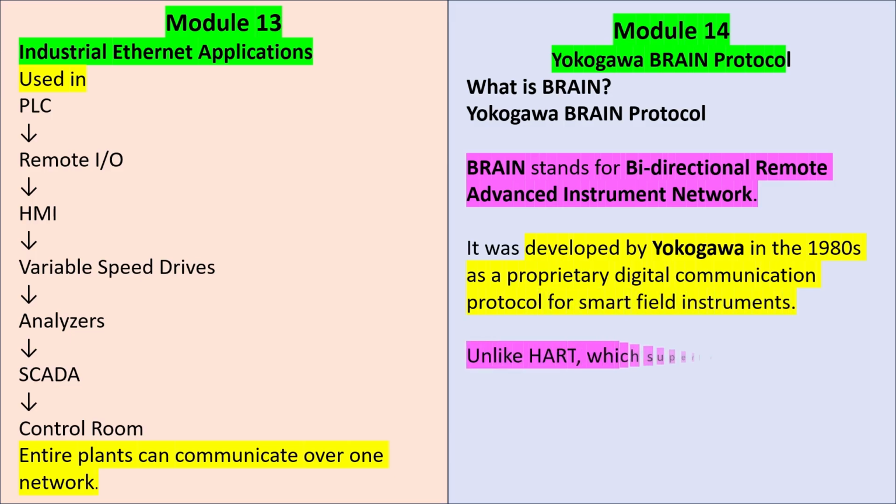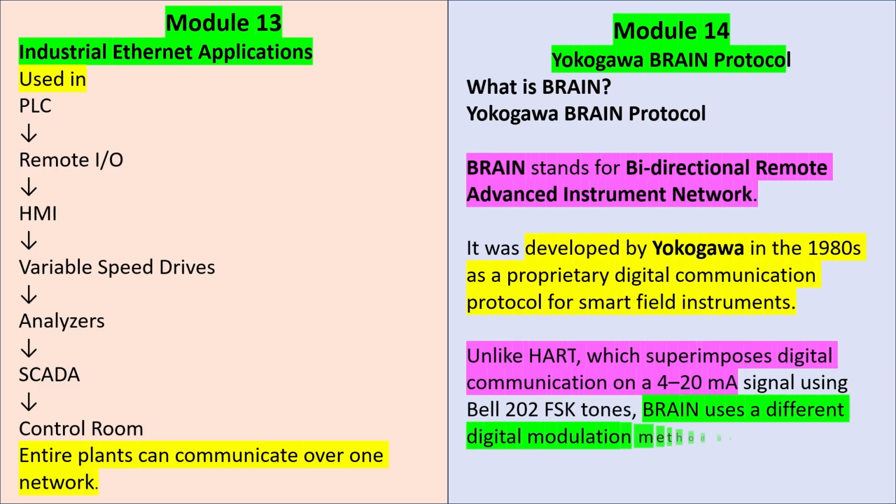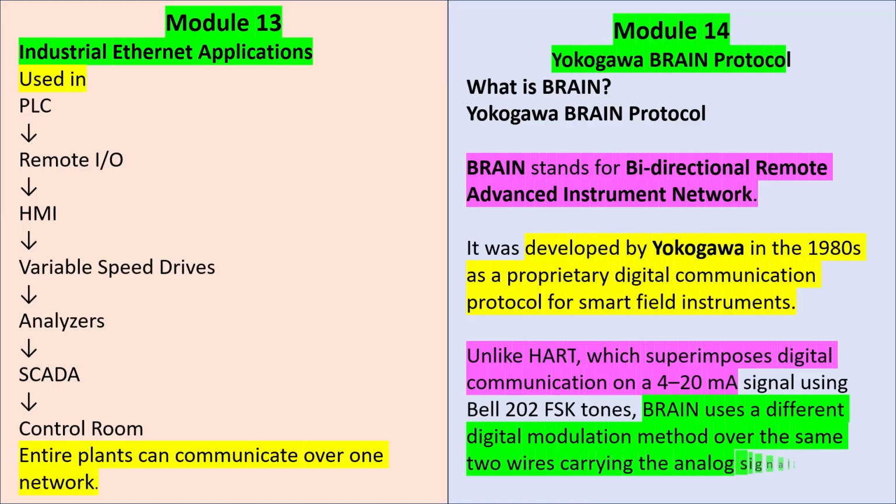Unlike HART, which superimposes digital communication on a 4 to 20 milliamp signal using Bell 202 FSK tones, BRAIN uses a different digital modulation method over the same two wires carrying the analog signal.